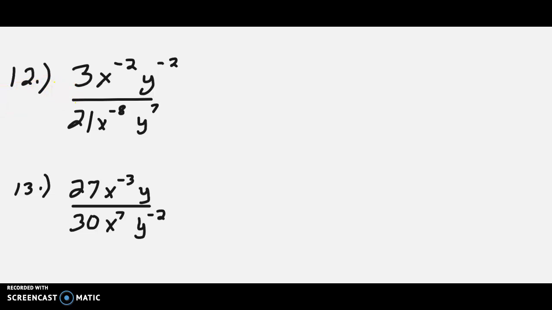Focus on the constant terms. We have a 3 over a 21. From a fractional point of view, that's going to reduce to 1 over 7. When you have division, a quotient situation, you can actually subtract the exponents. -2 minus -8 for the exponents on x becomes x to the +6 in the numerator.